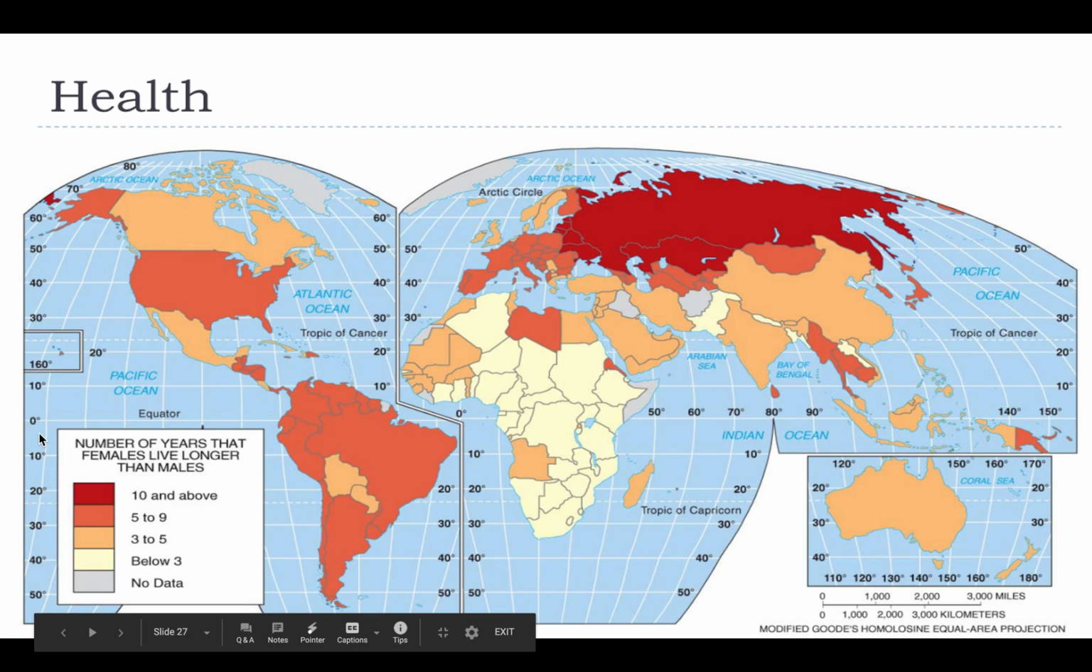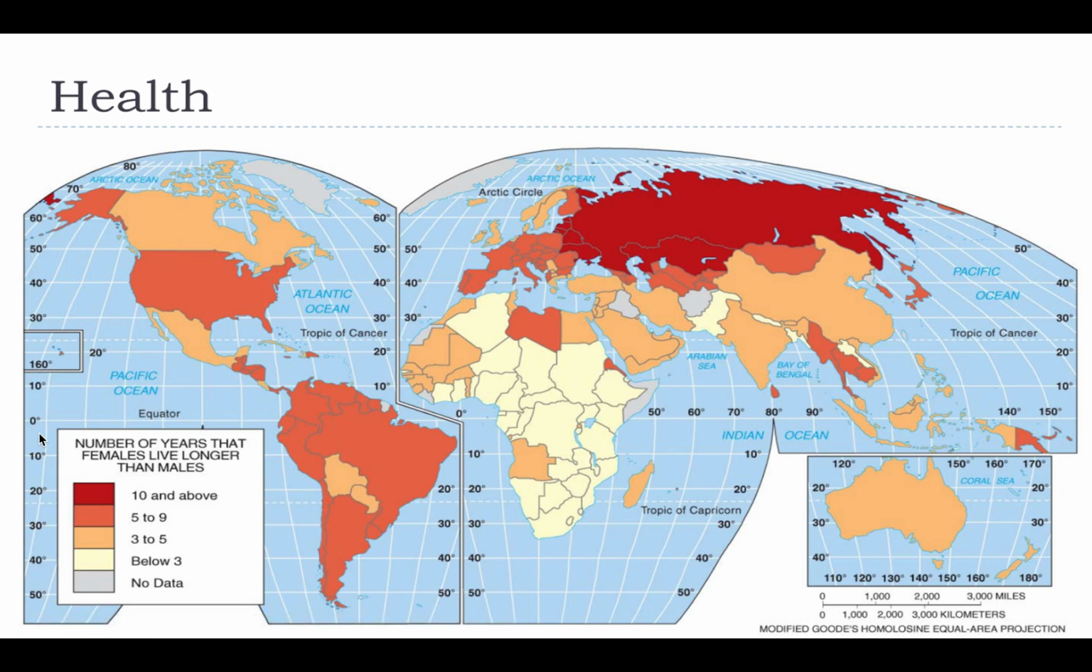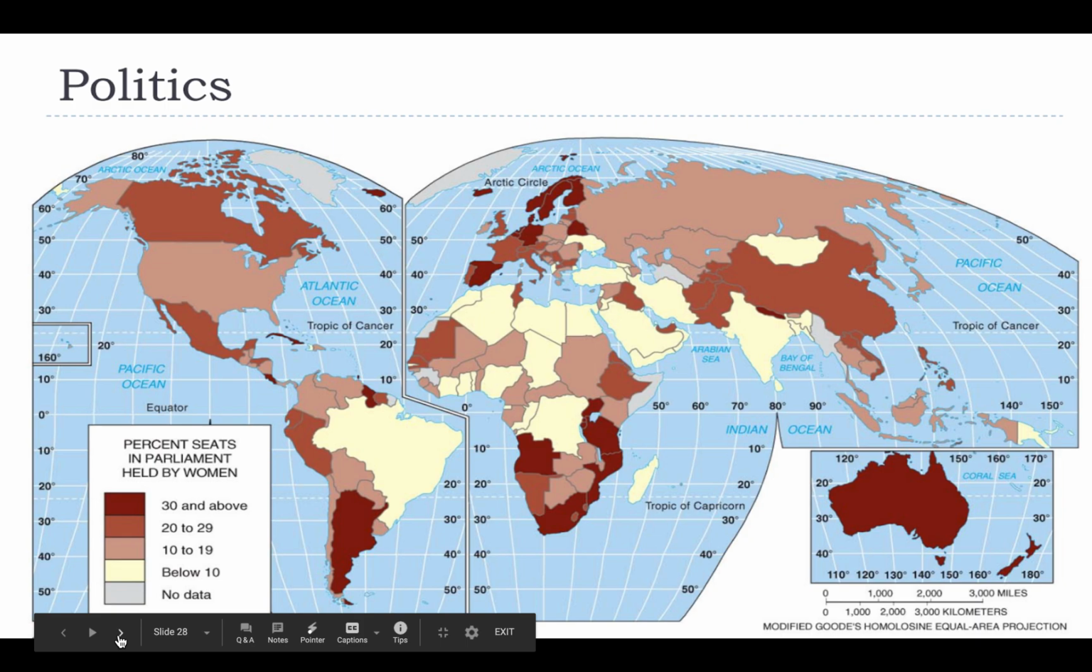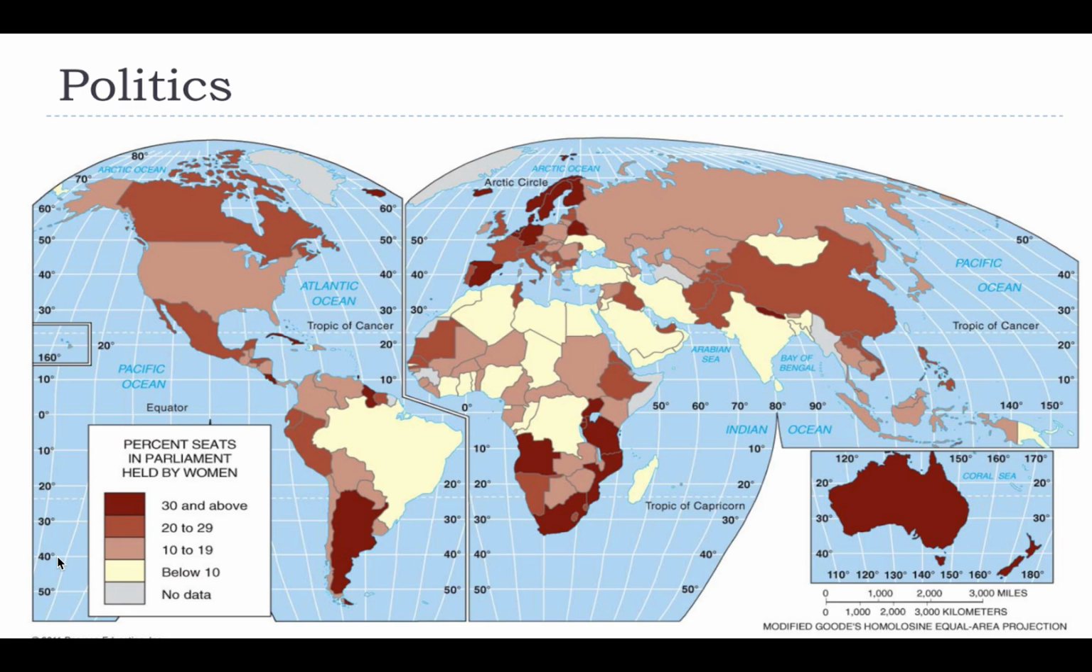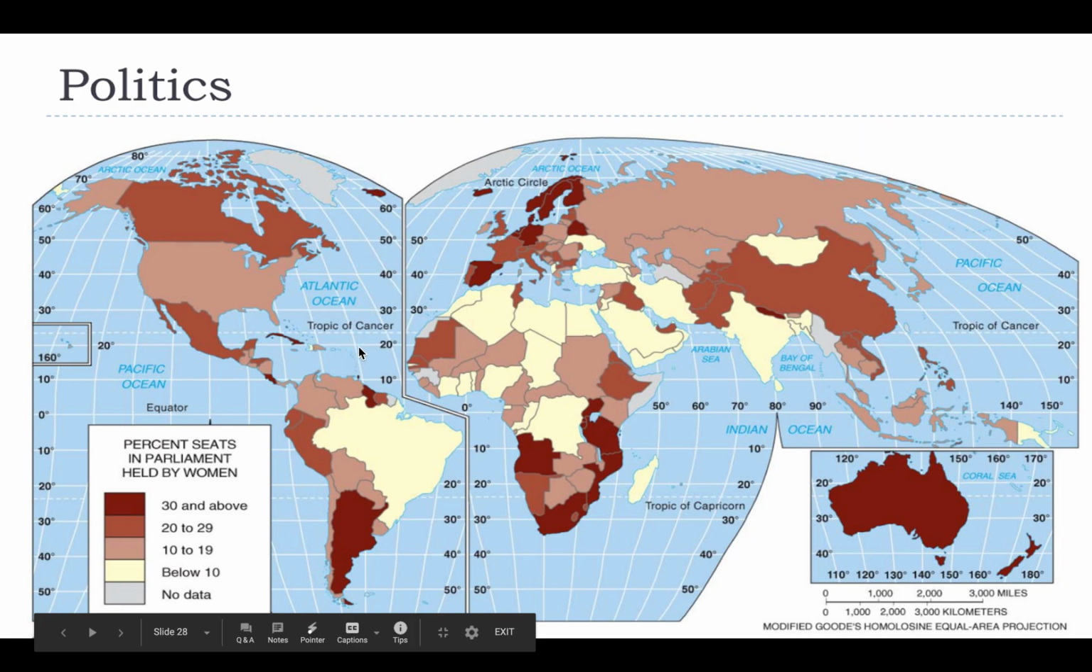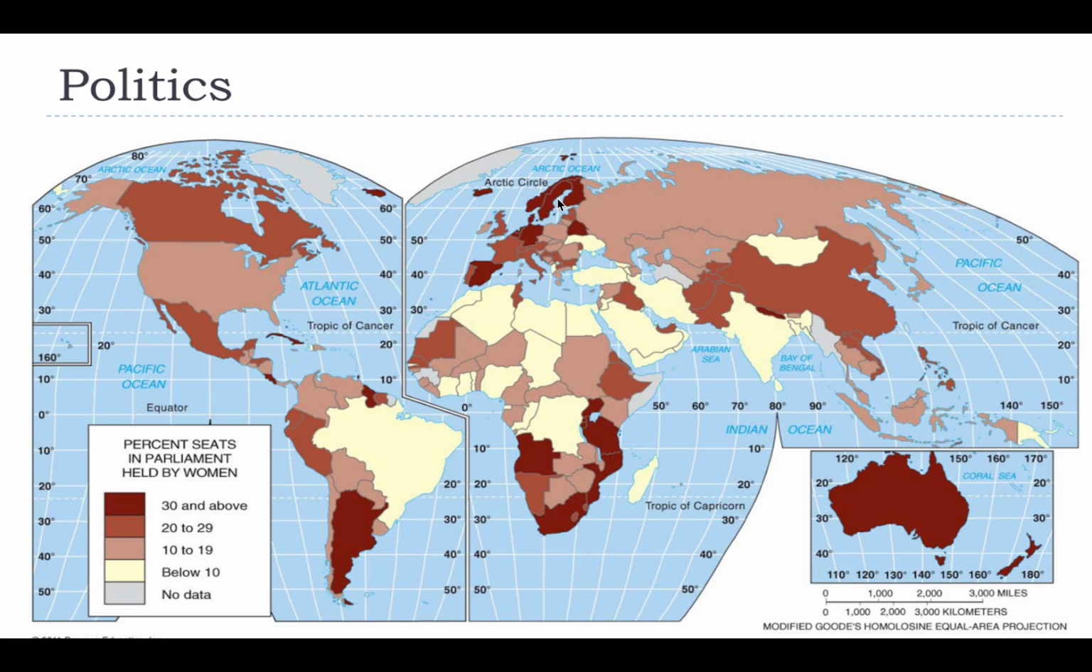And health. Again, we look at the longevity of females. So we can see that in the Russian Federation, women live longer than men, 10 years or longer. Politics, women in parliament positions or political positions of power. We can see that that's a very low ranking in the United States compared to both our neighbors of Canada to the north and Mexico to the south. Each of those countries has more women in political power than the U.S. And we can see that Western Europe and Northern Europe have the highest concentration of women in political or parliament power positions.